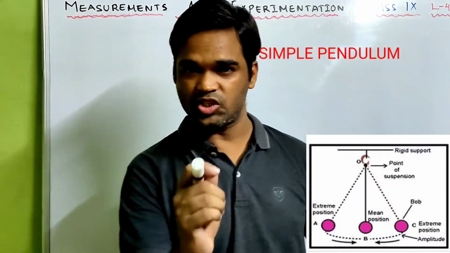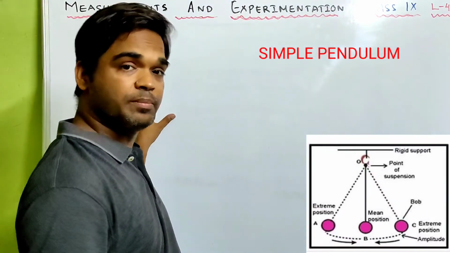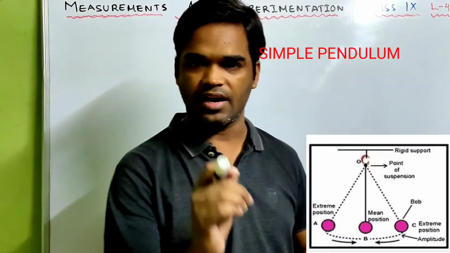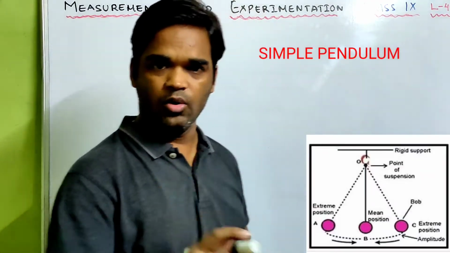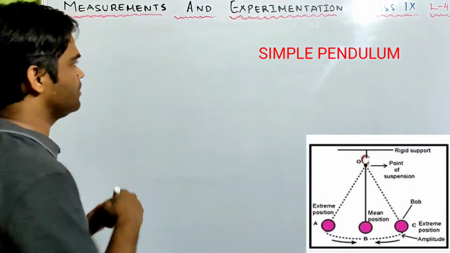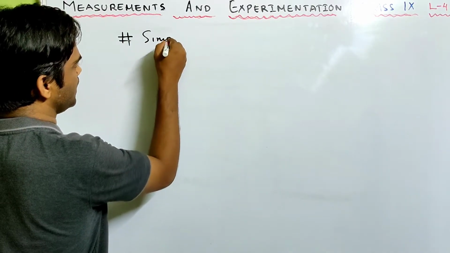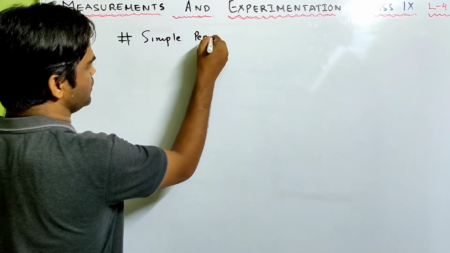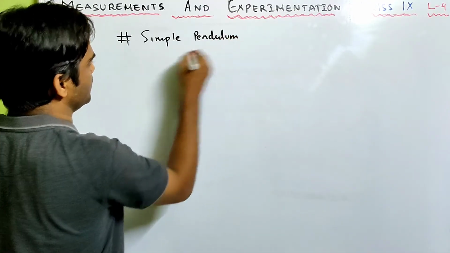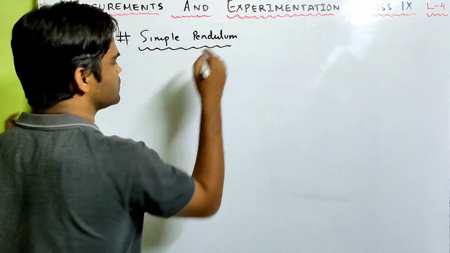Hi kids, in this video we are going to continue with measurements and experimentation, class 9 physics, and we'll look at the simple pendulum in this video. So first of all, look at the definition which is given in your book of a simple pendulum, and there are many flaws in that.